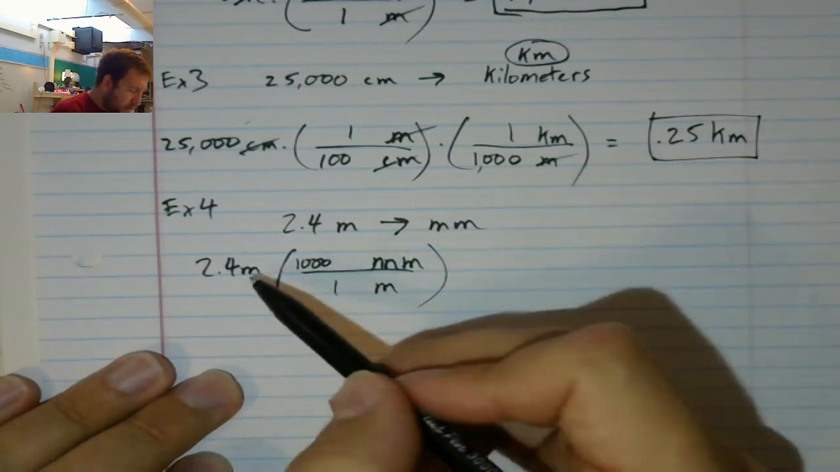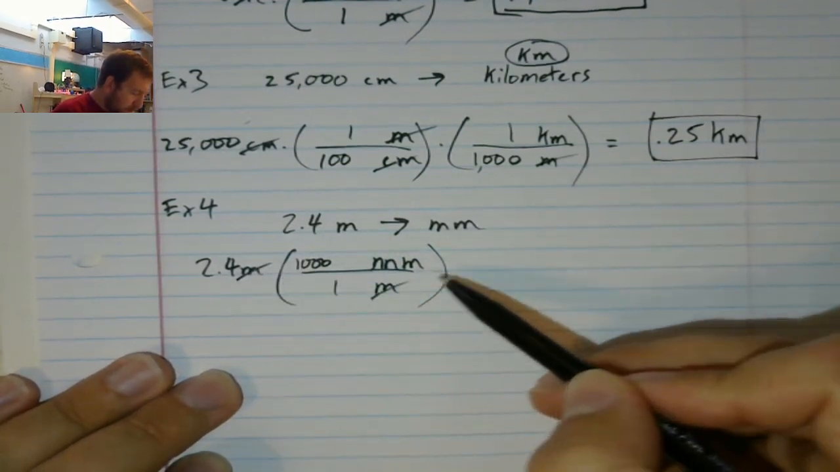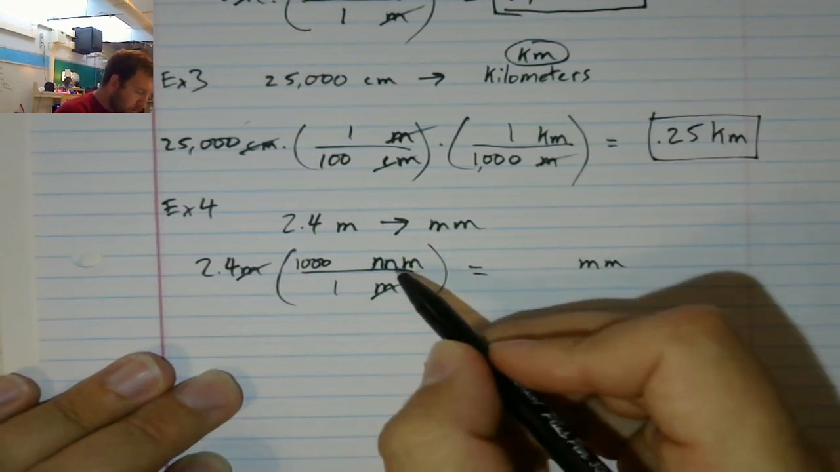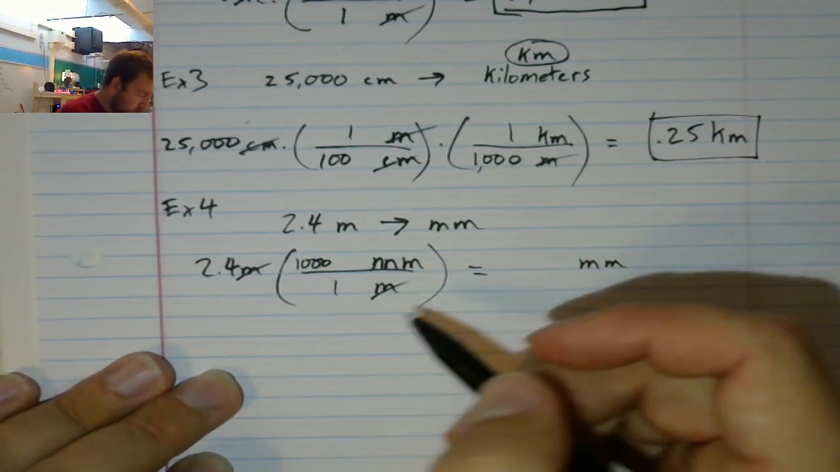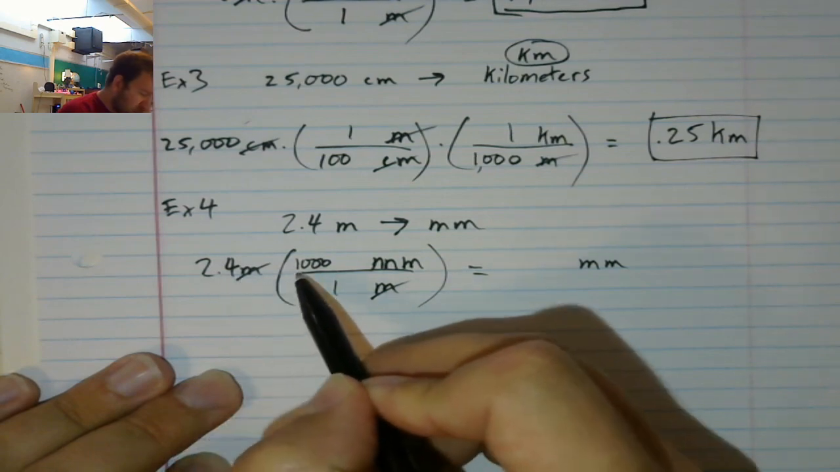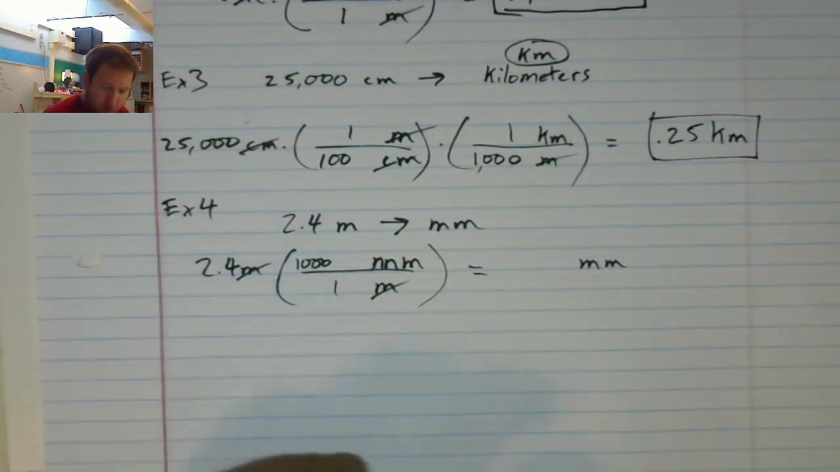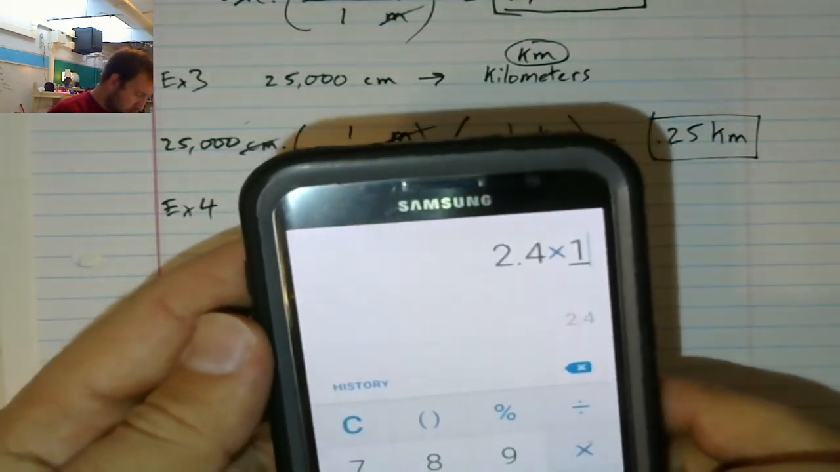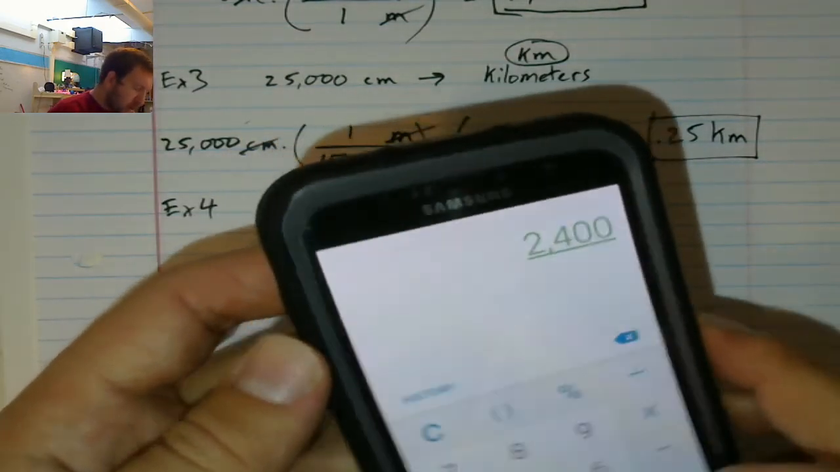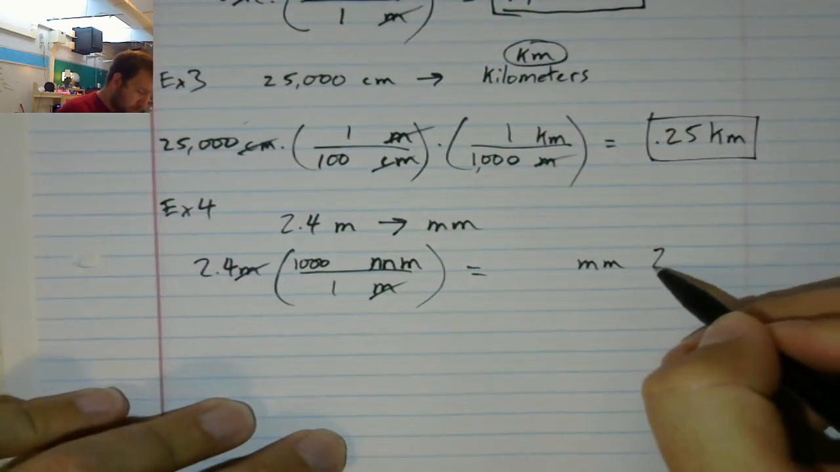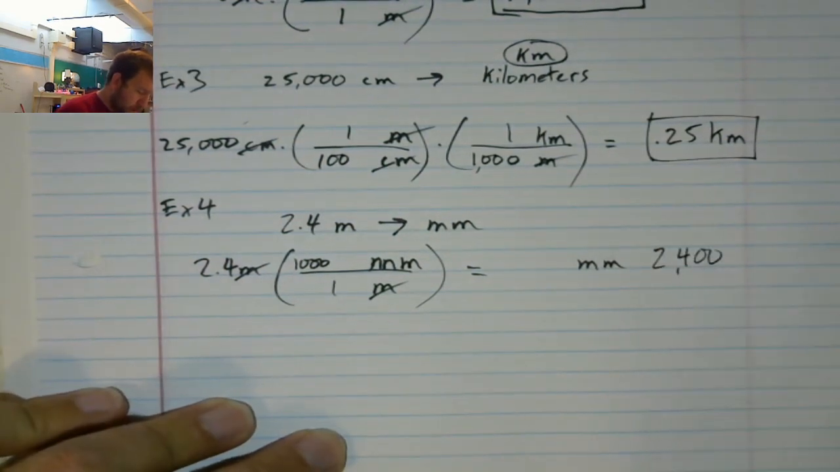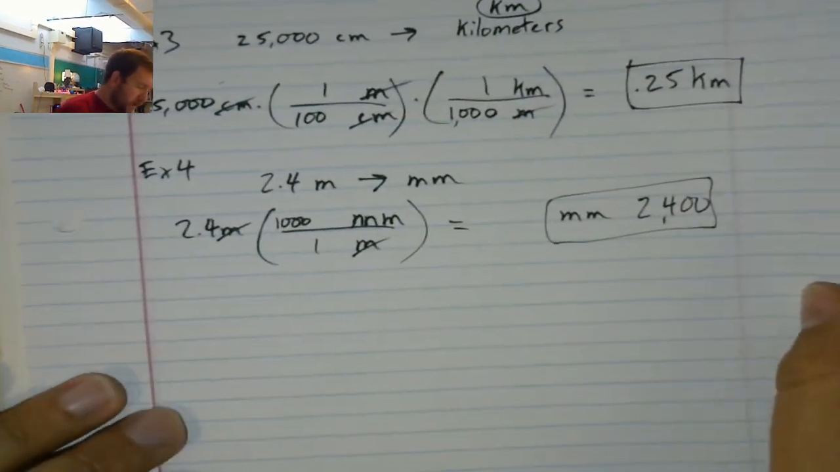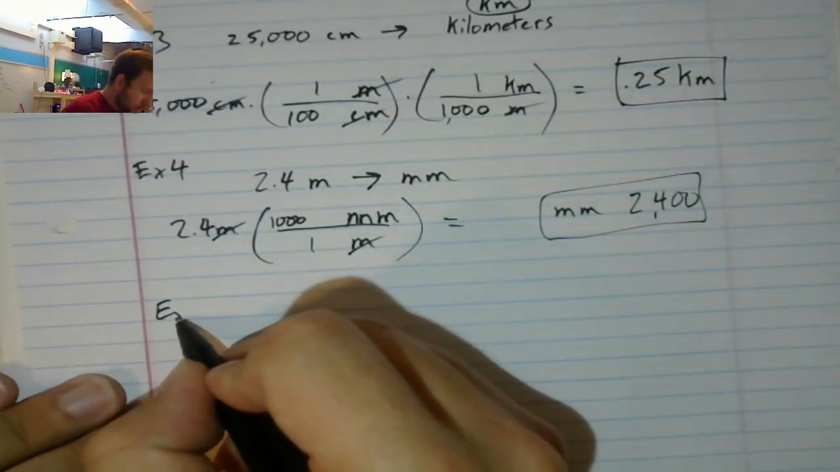Okay, so now my meters cancel out. Nice. So I'm left with just millimeters. Well, I turned my weird one into a correctly written one. So now I'm really going to do 2.4 times 1,000. Okay, let's do that. 2.4 times 1,000 is 2,400 millimeters. Nice. I'm done.